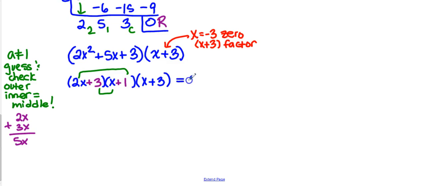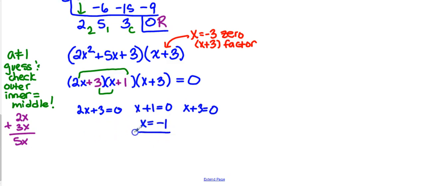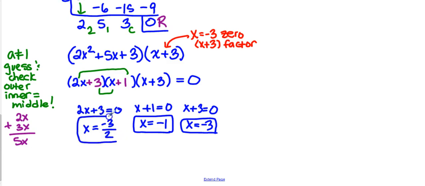So if I set these equal to 0, I'm going to have 2x plus 3 equals 0, x plus 1 equals 0, and x plus 3 equals 0. We get x equals negative 1, x equals negative 3, and I definitely encourage you to use mental math on this one, but just make sure we keep track of our signs. So if I subtract 3, that will get me 2x equals negative 3. Dividing that by 2, we'll get negative 3 halves. And that's it.